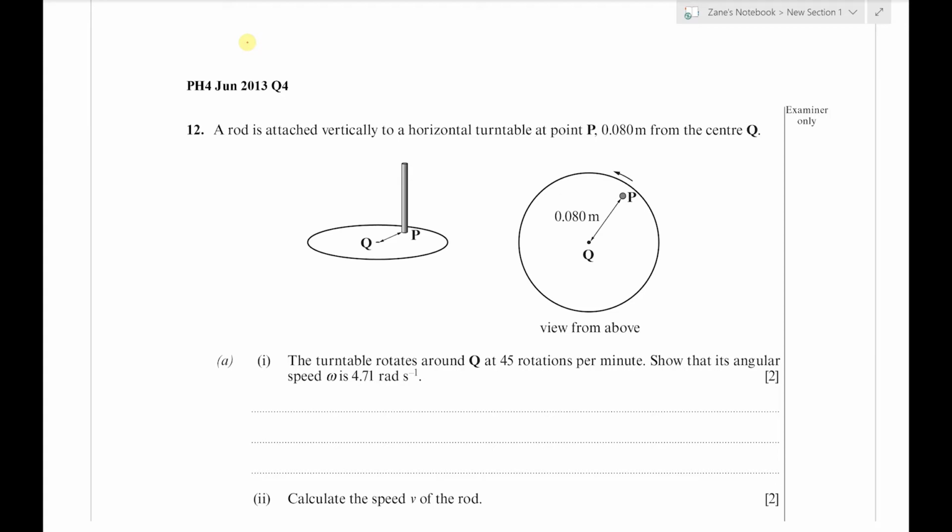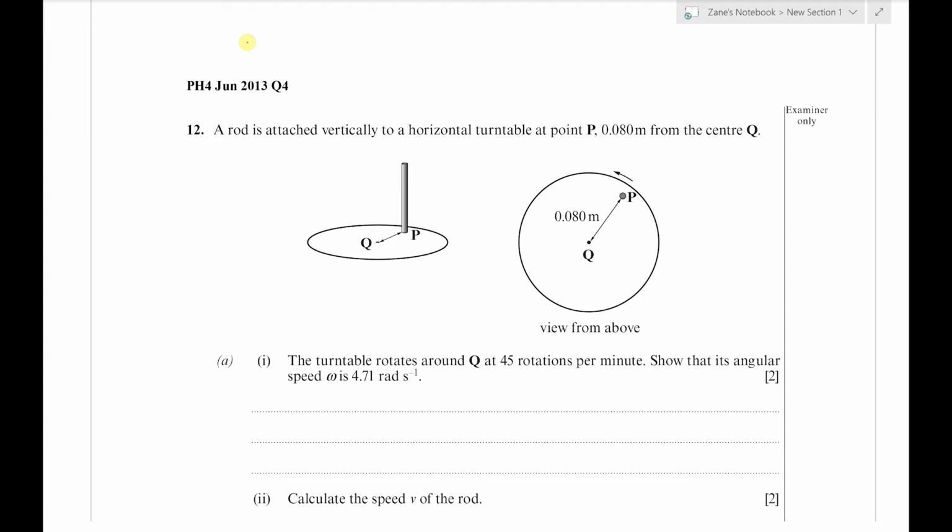What we've got is a rod attached vertically to a horizontal turntable at a point P, which is 0.08 meters from the center of the turntable Q. The first thing we're told is that the turntable rotates at 45 rotations per minute, and we've got to show that its angular speed omega is 4.71 radians per second.